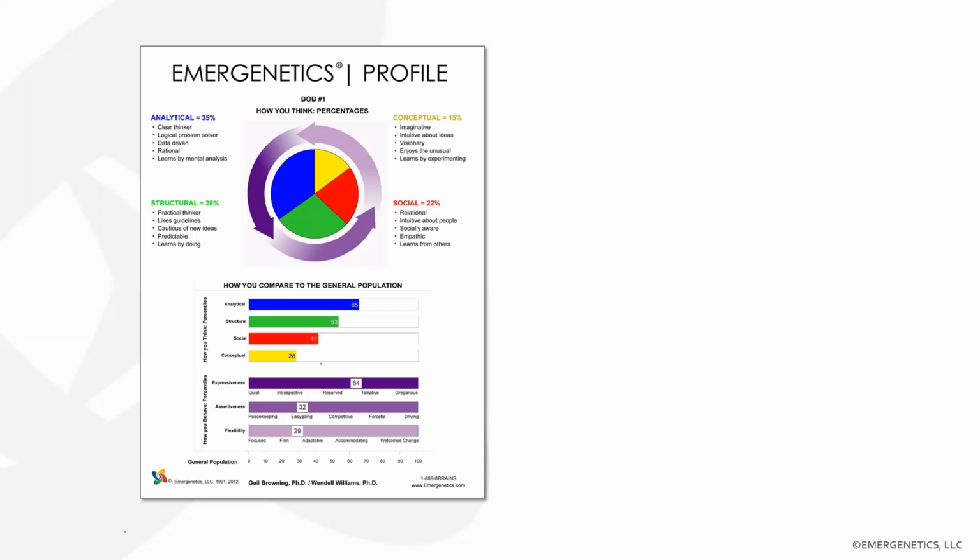So this is Mr. Bob's individual profile, where he did it in the office. In this profile, you can see he has analytical as a preference, structural as a preference, social as a preference, almost like me. Conceptual is not his preference. After 7 days, we asked him to go back to his house, relax, and redo the profile again.